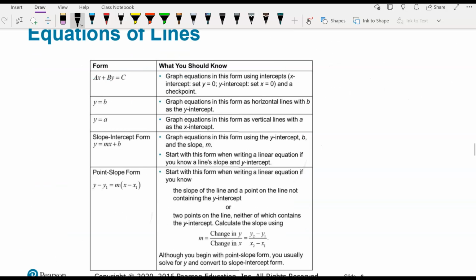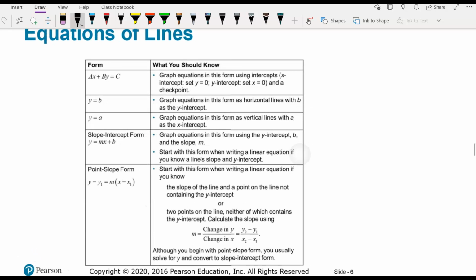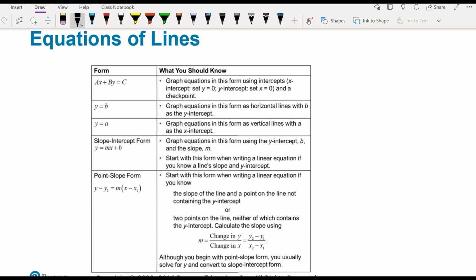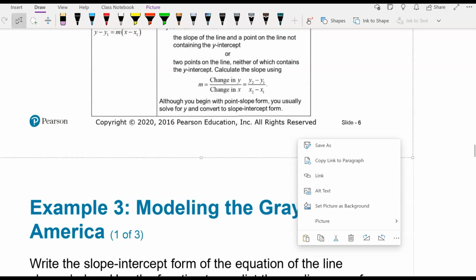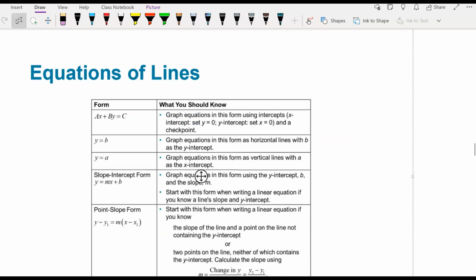All right, equations of lines. So we have standard form, y-intercept form, x-intercept form, slope-intercept form, point-slope form. That should be x equals a. I don't know why it has y.